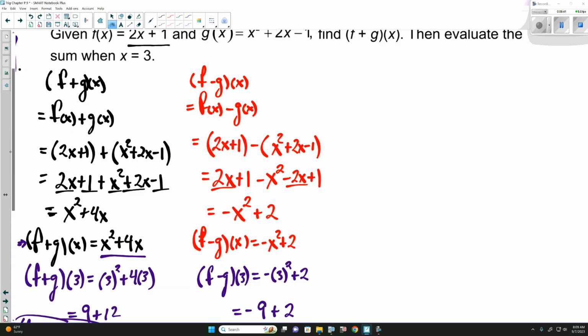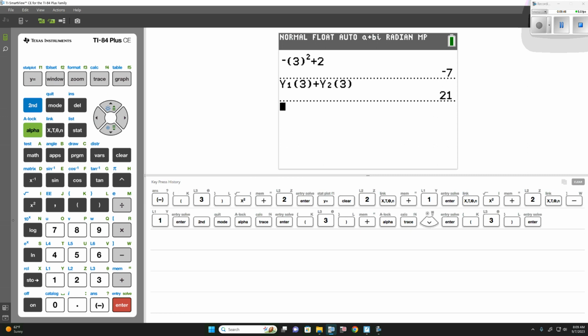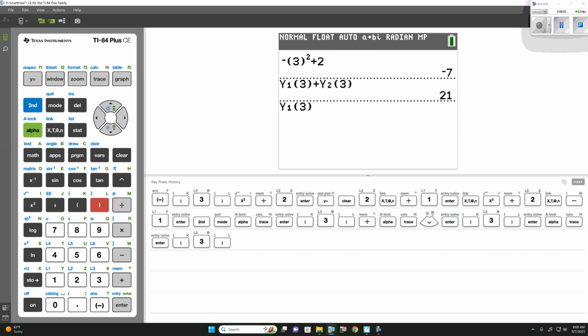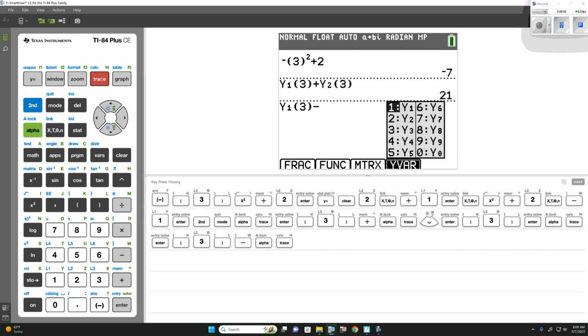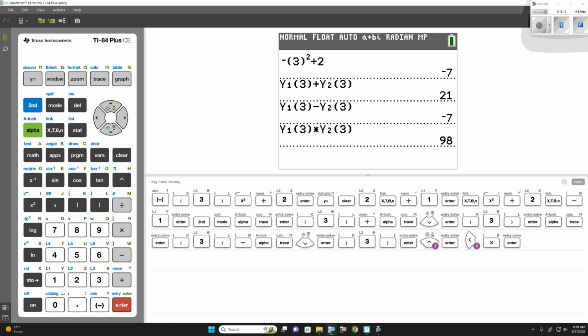We can look back and see, we did indeed get 21. The calculator told us it would be 21. I can do the same thing. Alpha trace y1 parentheses 3 minus alpha trace y2 parentheses 3. We'll have to put them in parentheses to tell it that's what we're plugging in. Negative 7. Now once I have them typed in, I could say multiply because that's the one we're doing next. We should get 98. Okay, let's see if we do get that.